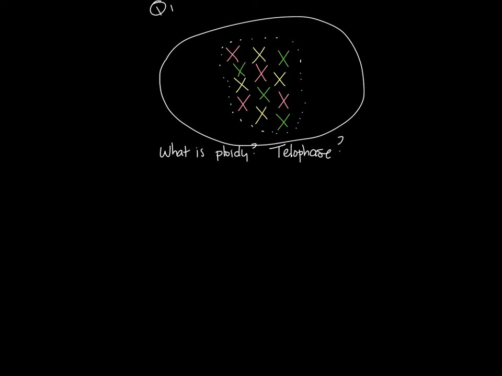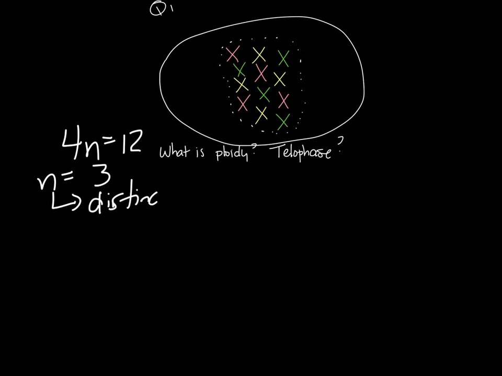So if you count yellow, we have 4. If you count pink, there's 4. If you count green, there's 4. So this is an organism that is 4N. 4N equals, how many total chromosomes do we see? Well, there's pink, yellow, and green. So that gives us 12 total chromosomes. And N equals 3. Remember, N is the number of distinct, different chromosomes that we have. So you're going to have chromosome 1, chromosome 2, and chromosome 3.